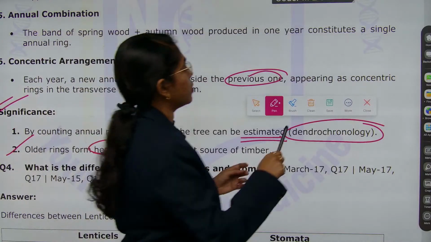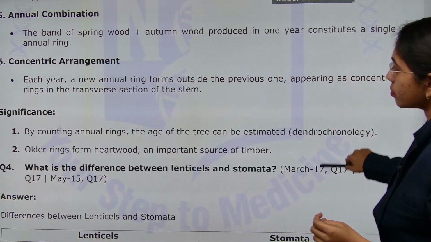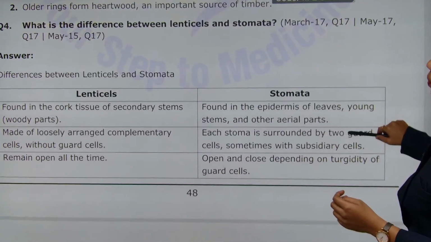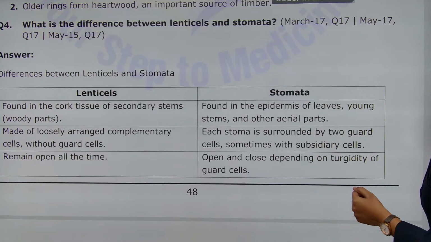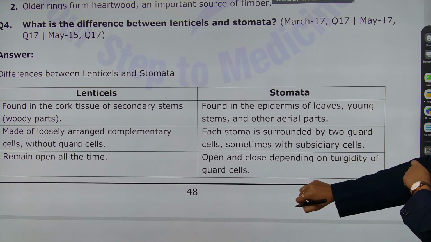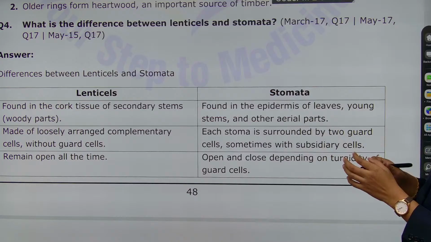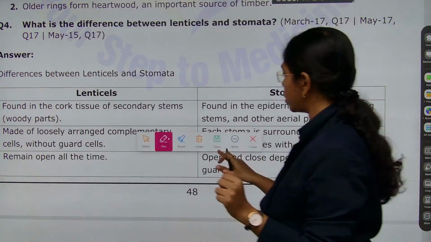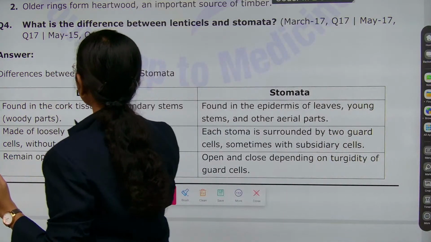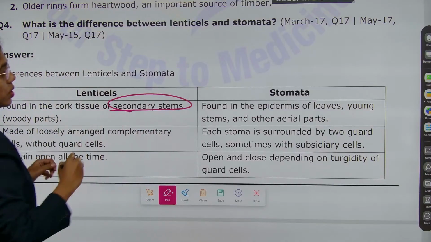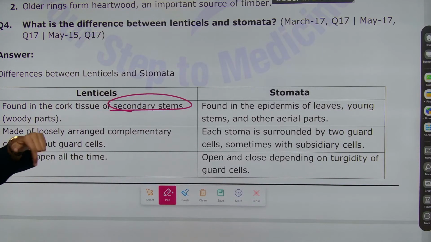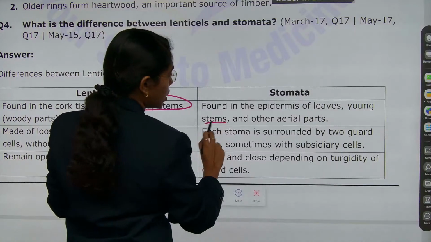Next, what is the difference between lenticels and stomata? Lenticels are found in the cork tissue of secondary stems, and stomata are found in the epidermis of leaves, young stems and other aerial parts.